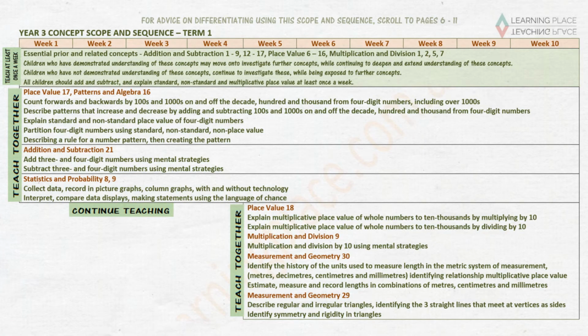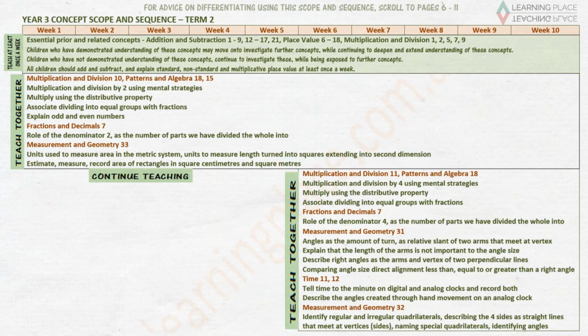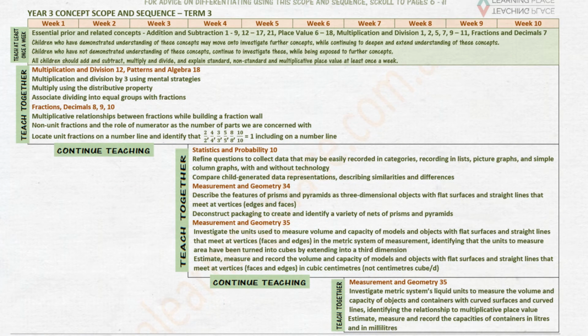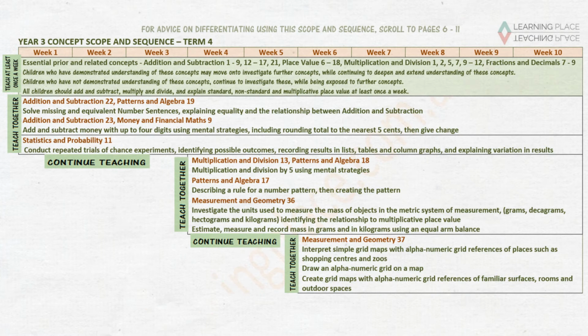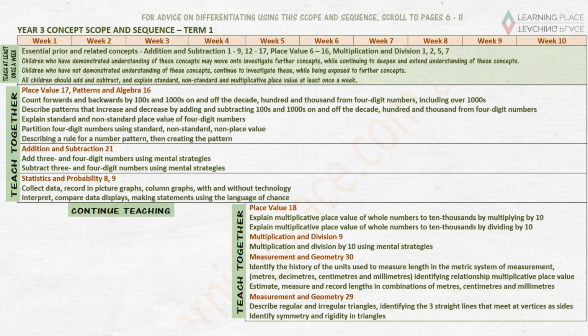Pages 2 to 5 contain a term-by-term sequence of concepts taught in Year 3. Each term presents essential prior concepts from the previous year and terms. Each term scope and sequence is divided into weeks, with essential prior concepts being taught first and essential related concepts being taught together. For example, counting forwards and backwards by hundreds and thousands, describing patterns, 4-digit place value, adding and subtracting 3 and 4-digit numbers are all taught in the same time frame.